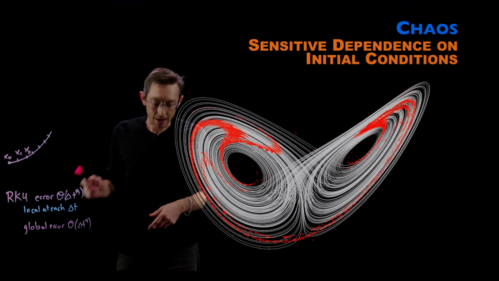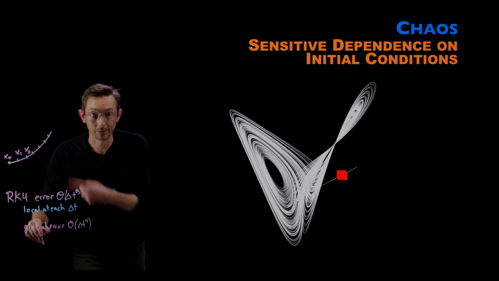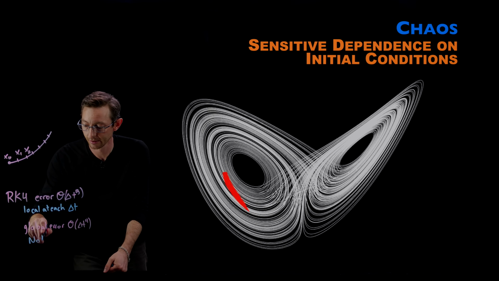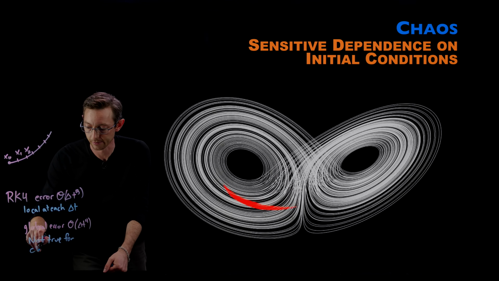Now, that's just not true for chaotic systems. This global error doesn't make sense for chaotic systems. I'm about to show you why. So this is not true for chaos or for chaotic systems.